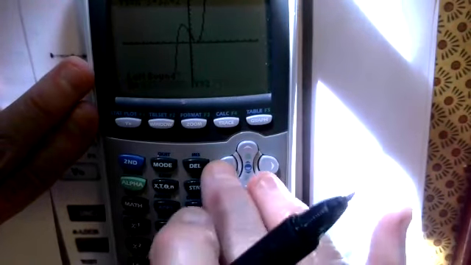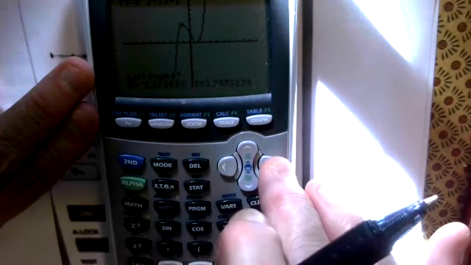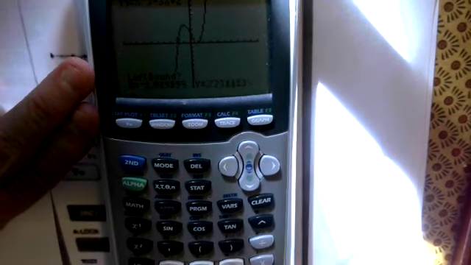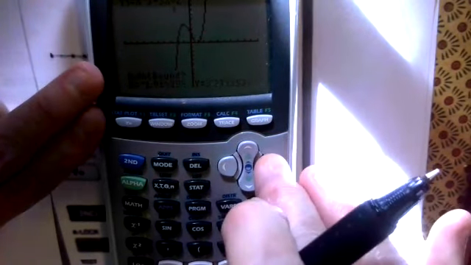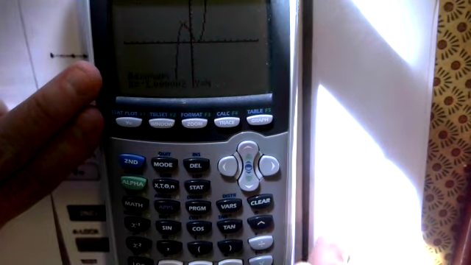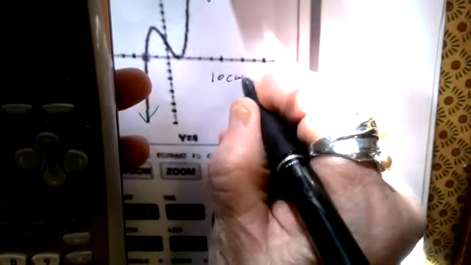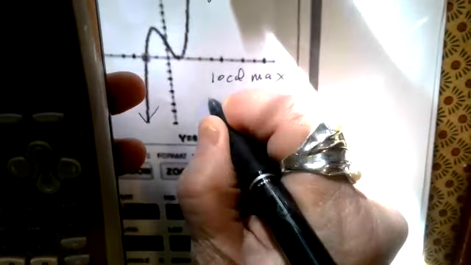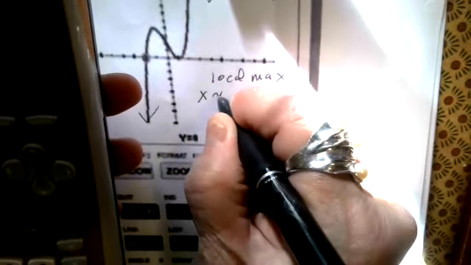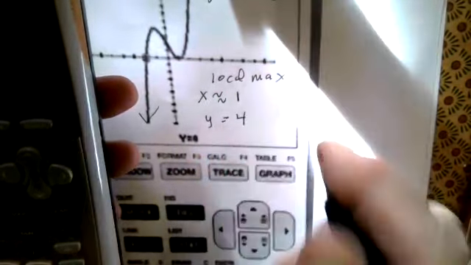So I'm trying to get over to the left. Am I to the left? Yeah. Let me hit enter. And then I want to be to the right. And then it just says a guess. You could go up closer here. And then it gives me this answer. So the local max, x is approximately 1, and y equals 4.